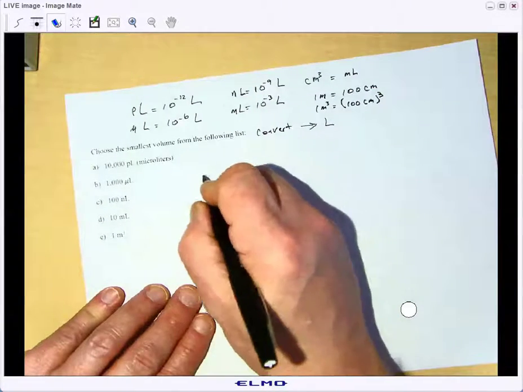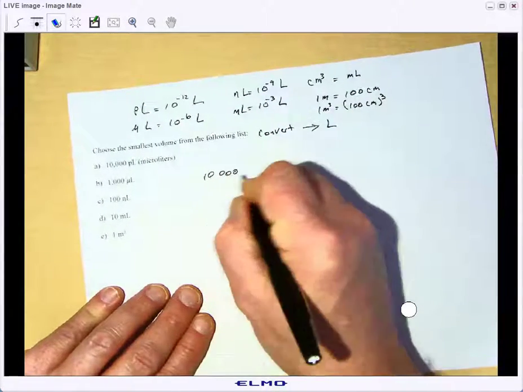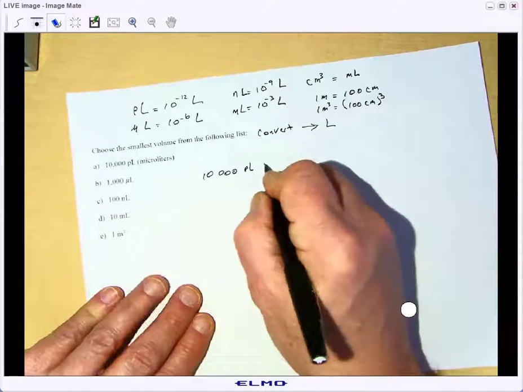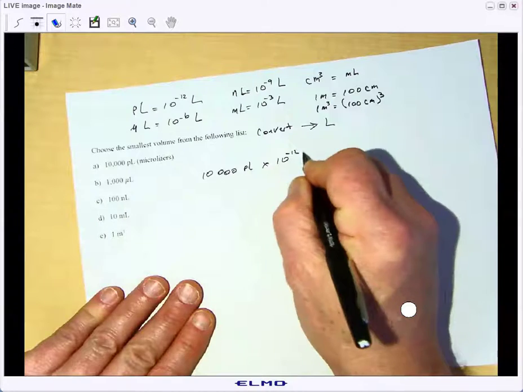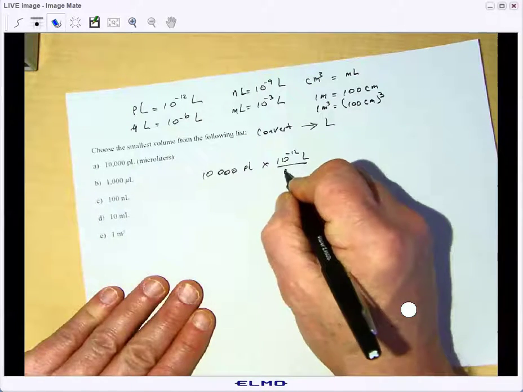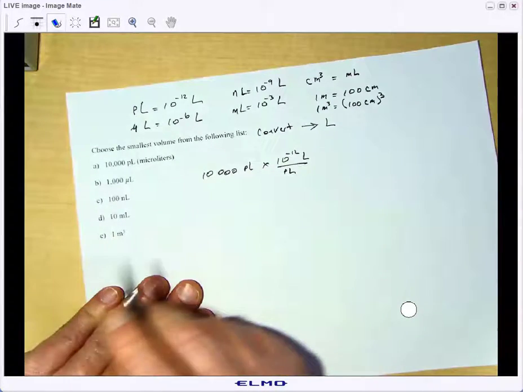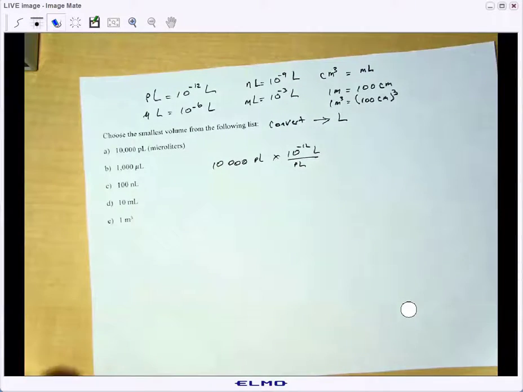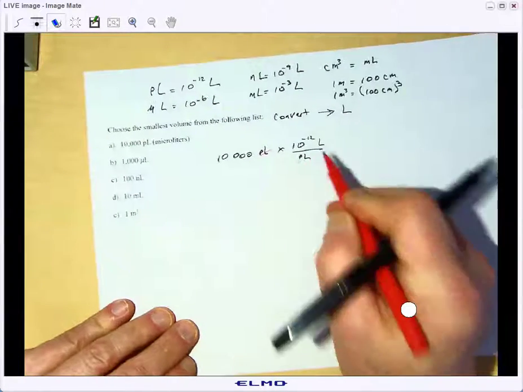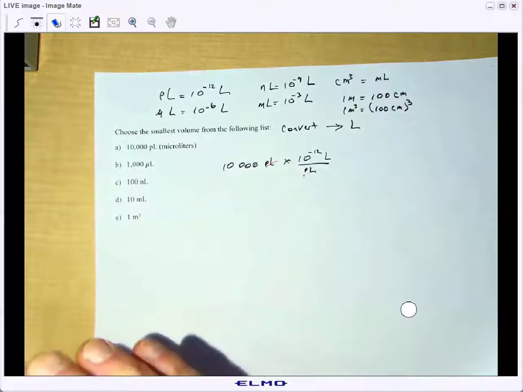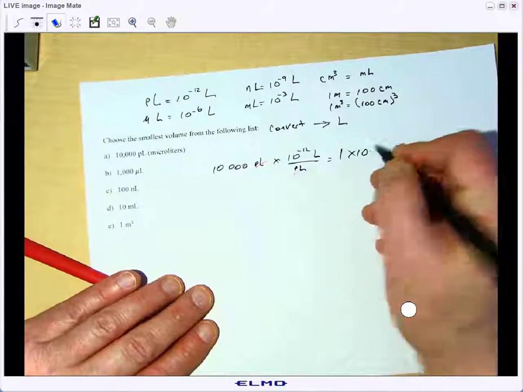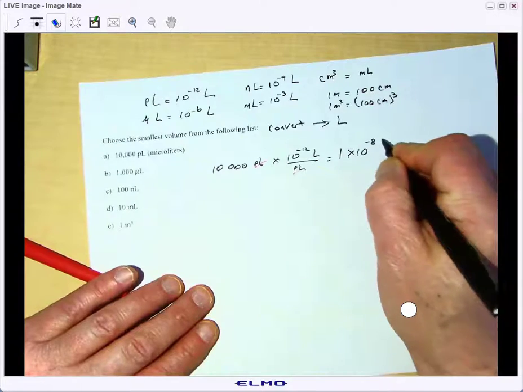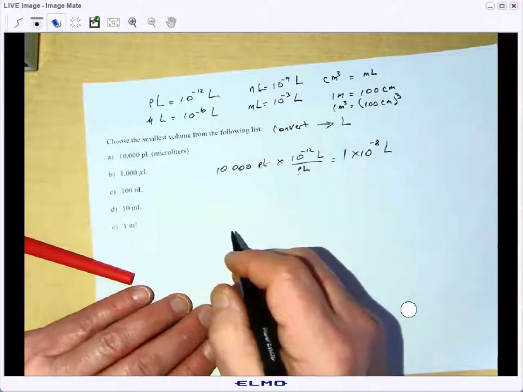So for the first one, we have 10,000 picoliters. Multiply that by the conversion of 10 to the negative 12 liters per picoliter. Okay, and now our picoliters will cancel out. Okay, and the answer to this is going to be 1 times 10 to the negative 8. That's a very small volume, correct?